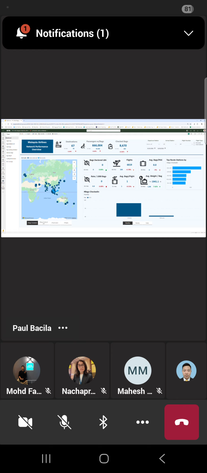So we have a high-level network overview. You see here we have one page, and then we have 8 separate pages that deep dive into specific metrics.